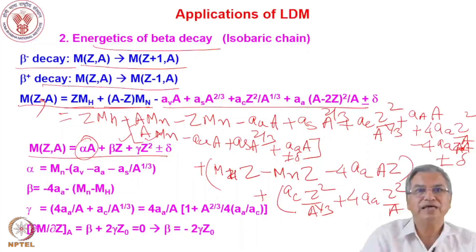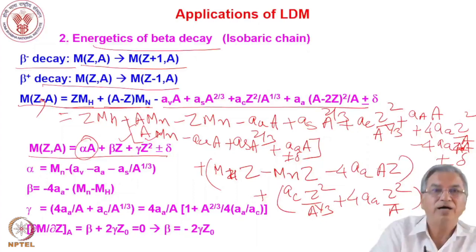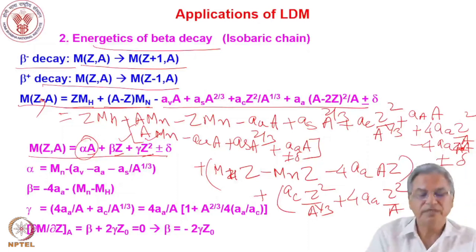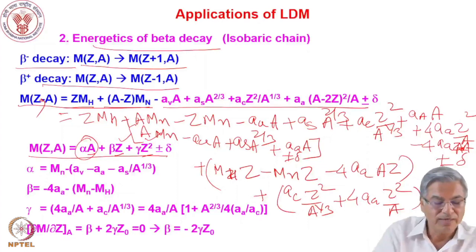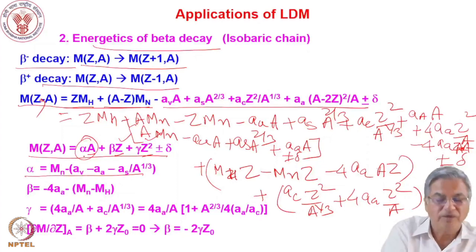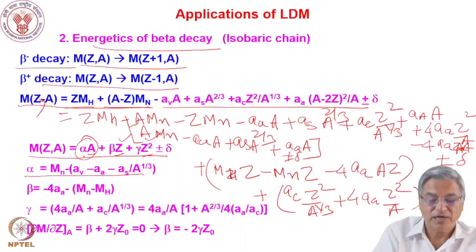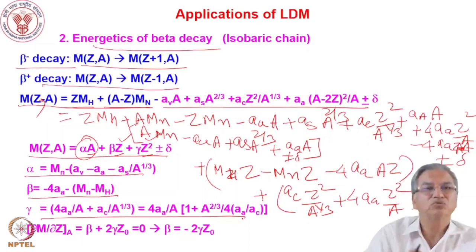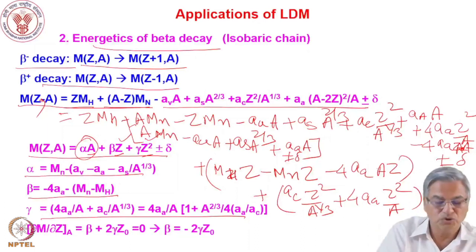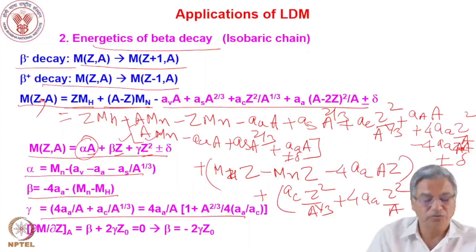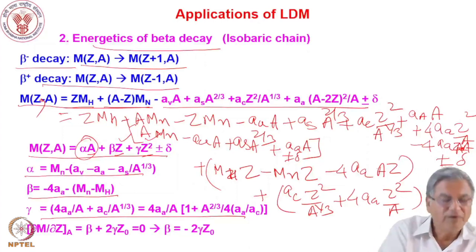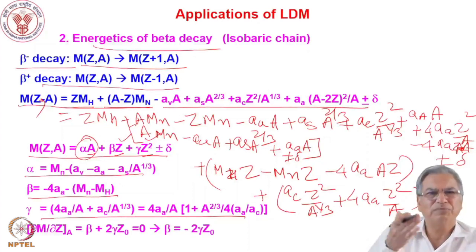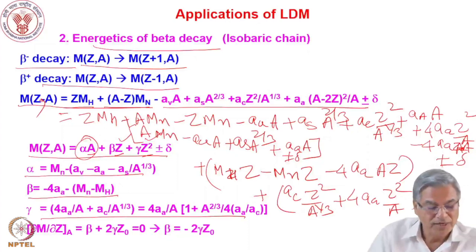So we have rearranged this formula in terms of coefficients of A, Z and Z square. That is the purpose of rearranging this mass formula. You can write it as alpha A plus beta Z plus gamma Z square plus or minus delta, so the equation looks familiar in terms of the coefficients of Z. Now, alpha, beta, and gamma are called the local constants because they are constant for that particular isobaric chain, since they depend upon the mass number.